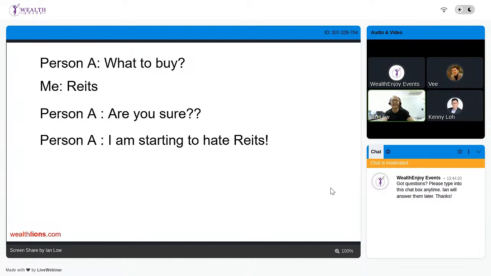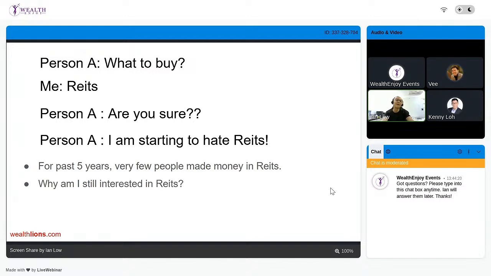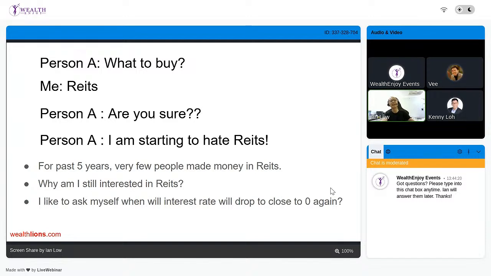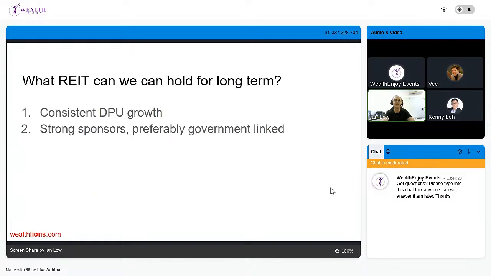But now people are fearful about REITs, and that's why I think it's good to be greedy. How I assure myself is I tell myself I know interest rate will go back to zero one day. I do not know when, but I know it will go back to zero, so I dare to buy. The past 5 years, very few people have made money in REITs, but it's very good for me for passive income. Why am I still interested in REITs? Because I keep asking myself, when will interest rate drop to zero again? And I know it's a matter of time.